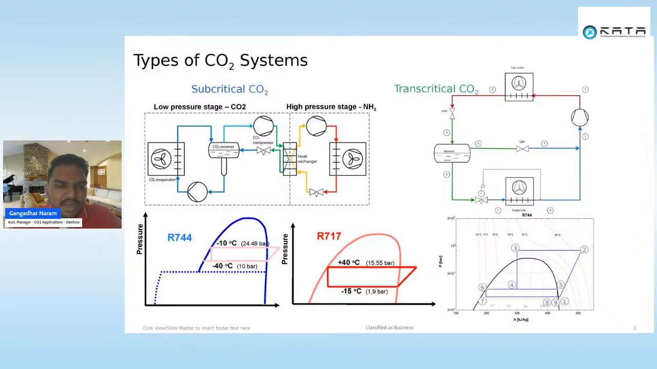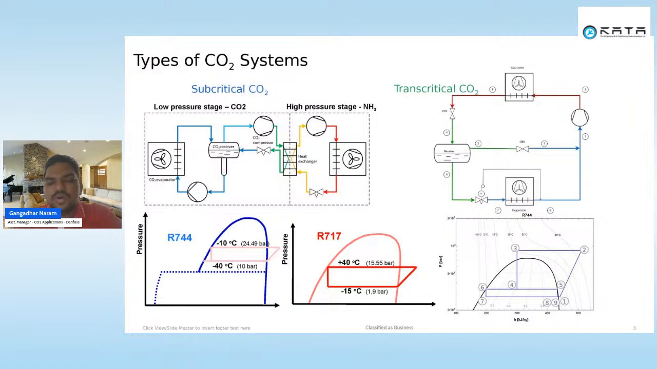So this is a cycle where I can use CO2 as a subcritical system. If you look at the pressure enthalpy chart below, minus 40 is my CO2 evaporation temperature, and minus 10 is my CO2 condensing temperature. On the other side, ammonia will be operating at minus 15 as the evaporation temperature and plus 40 as the condensing temperature. In such a way, I can run CO2 in a subcritical state.